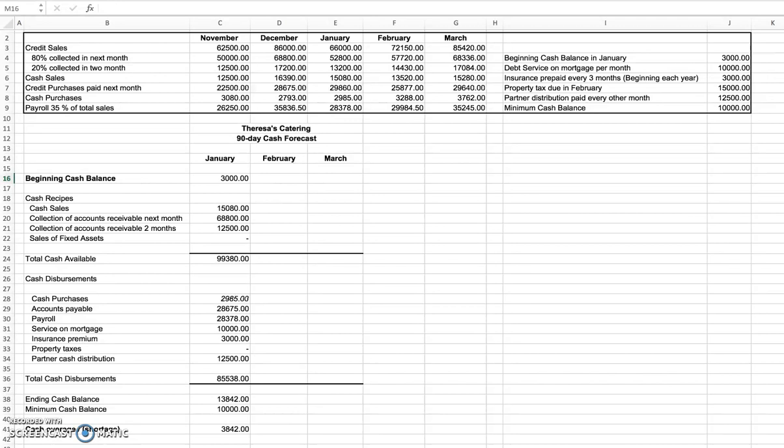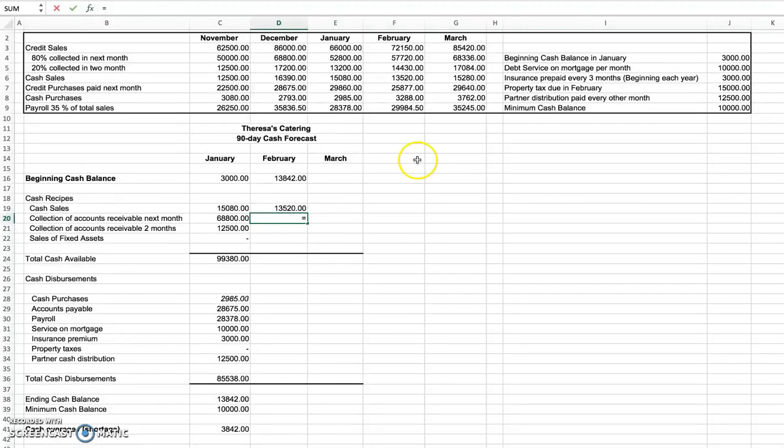Okay, now let's take a look at February. So starting with February, we're going to look at our beginning cash balance. Now that's always going to be our ending cash balance of the previous month. So in this case, it's going to be $13,842. This is what we have to start with in February. Now let's take a look at our cash sales for February. Here we have our cash sales, $13,520.